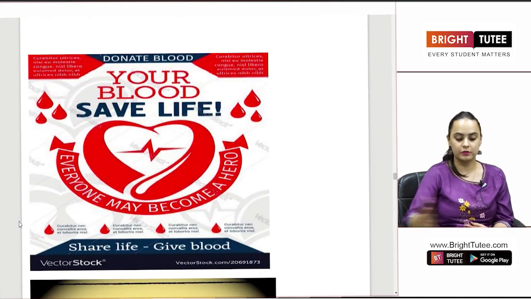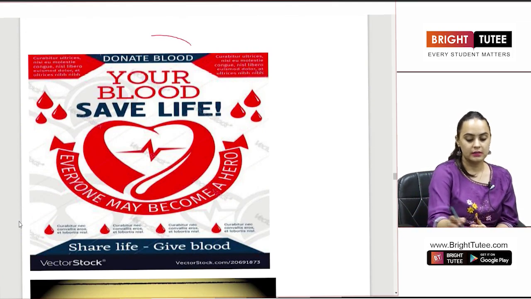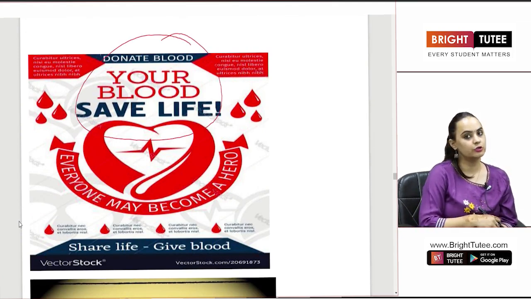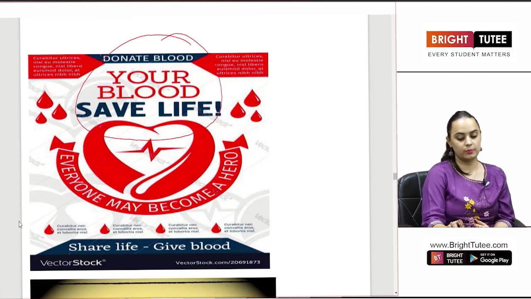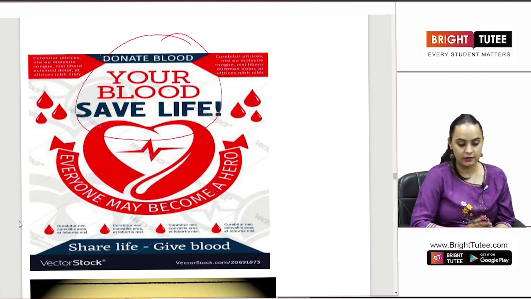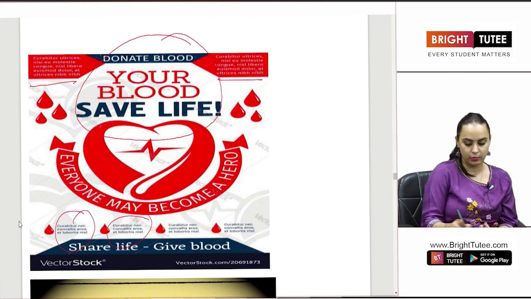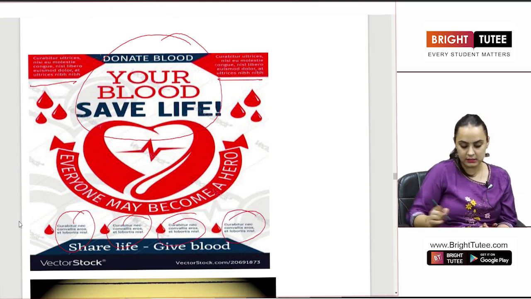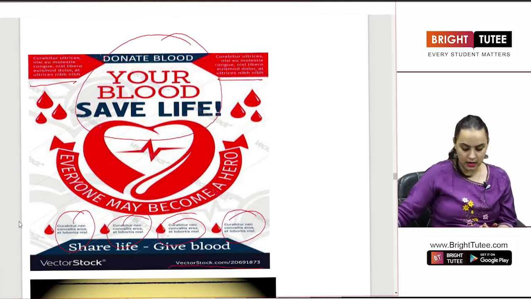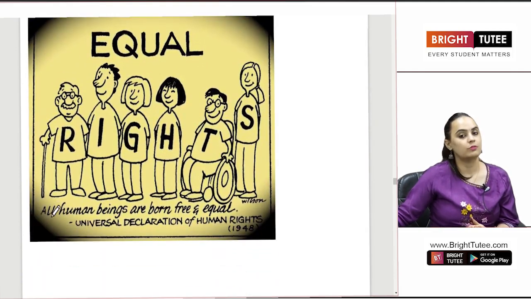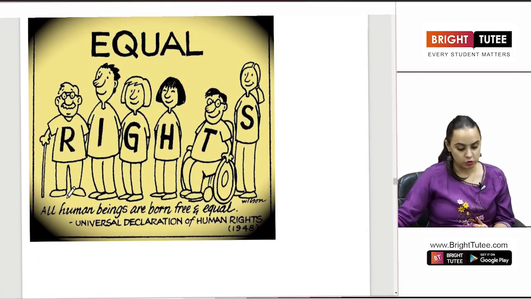So these are a few samples of the poster. This is about blood donation. Donate blood, your blood can save life. In these boxes you can see some information is given, then here also some important things have been stated, and at the end comes the name of the organizer or the issuer.